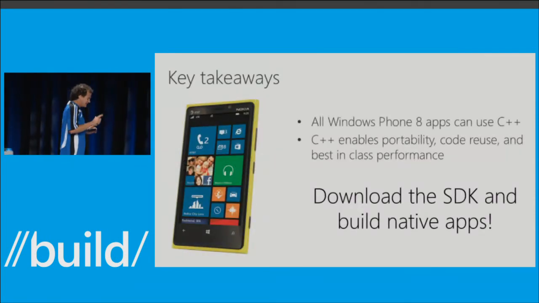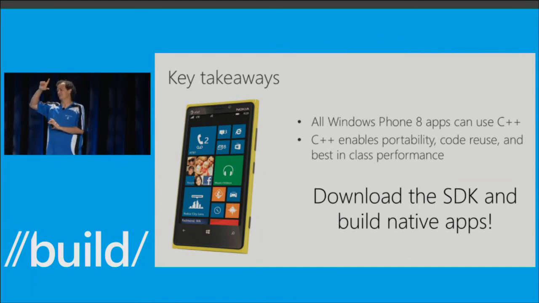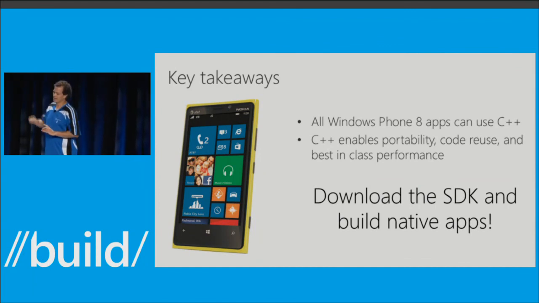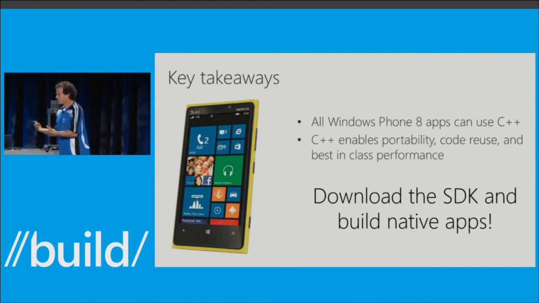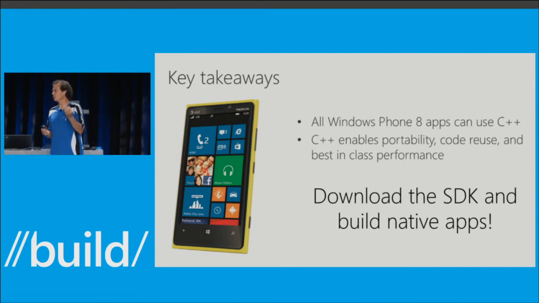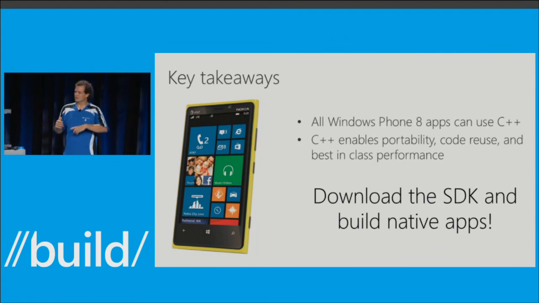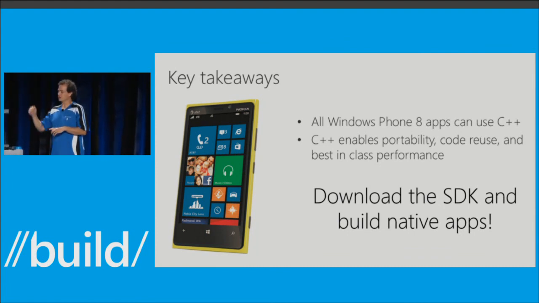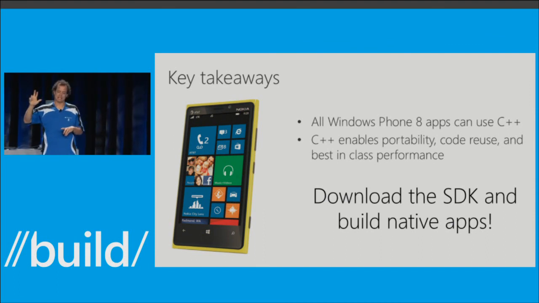Okay, so key takeaways for this session. If you don't remember anything other than these two things. One, C++ code can be used from any Windows Phone 8 app. So if you have a C++ component, you can use it no matter what application you're building for Windows Phone 8. Two, the primary ways to think of C++ are around portability, reuse, and best-in-class performance.